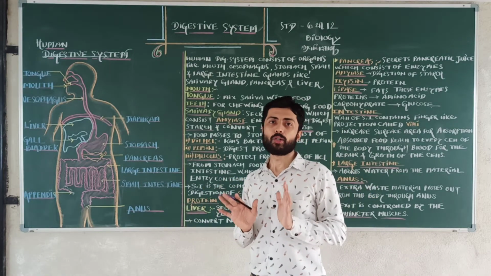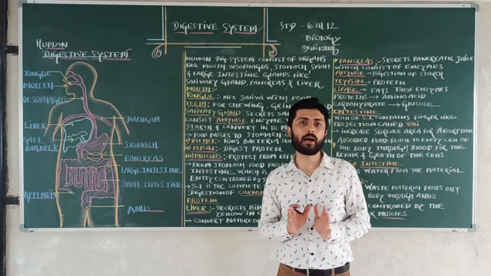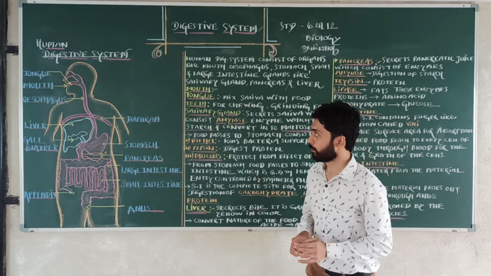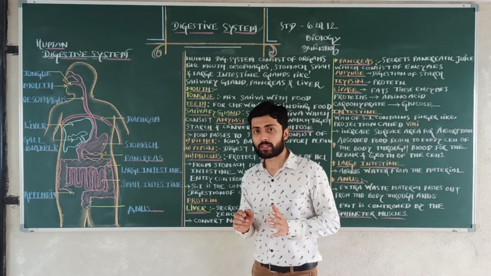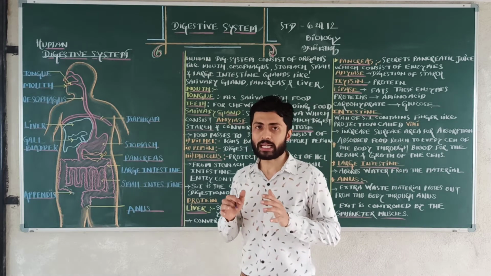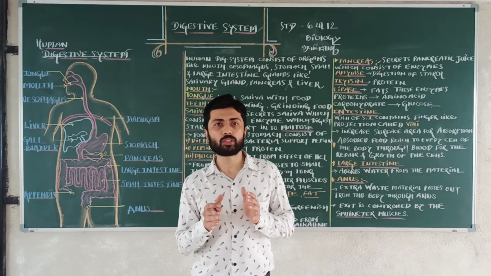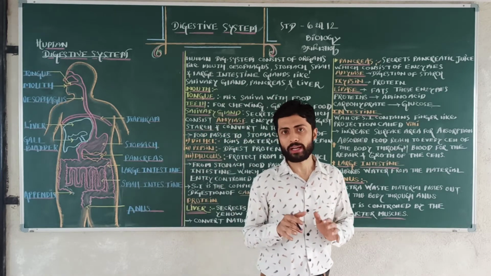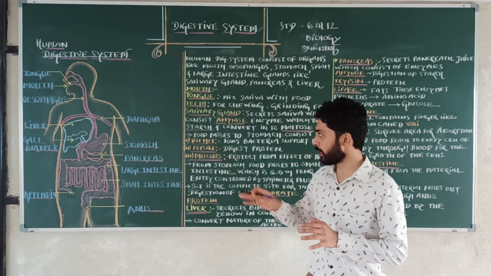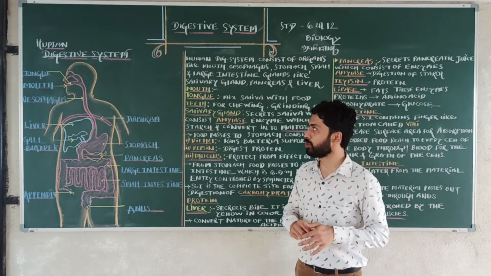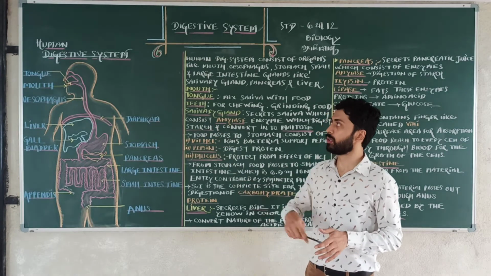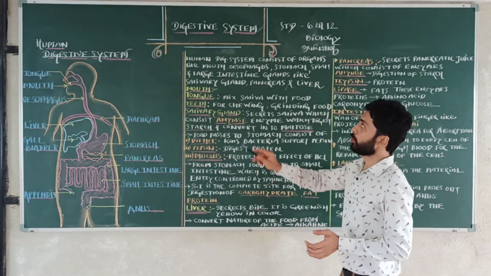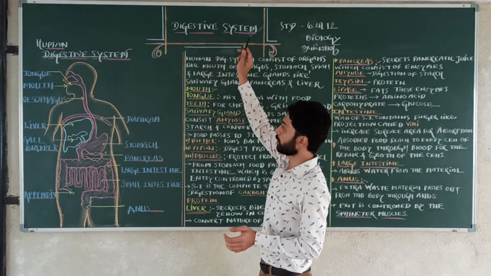Either they are unicellular organisms like amoeba or paramecium, or multicellular organisms like human beings. So many types of cells join together and form a tissue, and the group of these tissues forms a particular organ, and many organs unite together and form a particular system, and many systems unite together and form a multicellular organism like a human being. So today we are going to discuss the human digestive system.